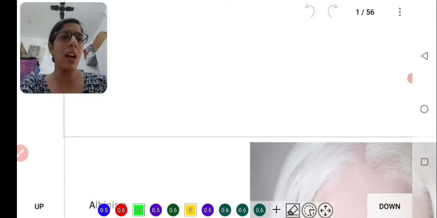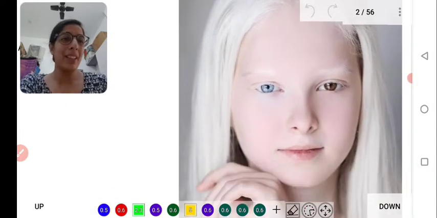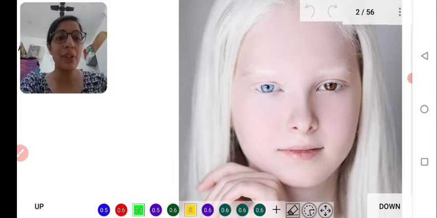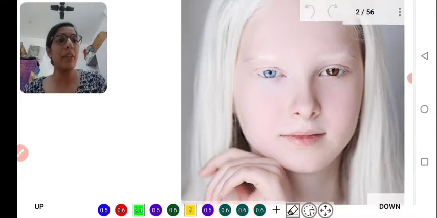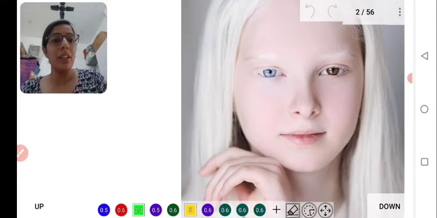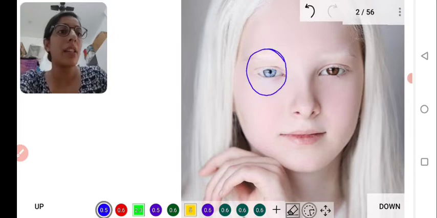Few important things and how to diagnose this. Such a cute color, looking so beautiful. White hair, decreased melanin pigmentation, white eyebrows, white eyelashes, but here you can see the difference in the eyes.